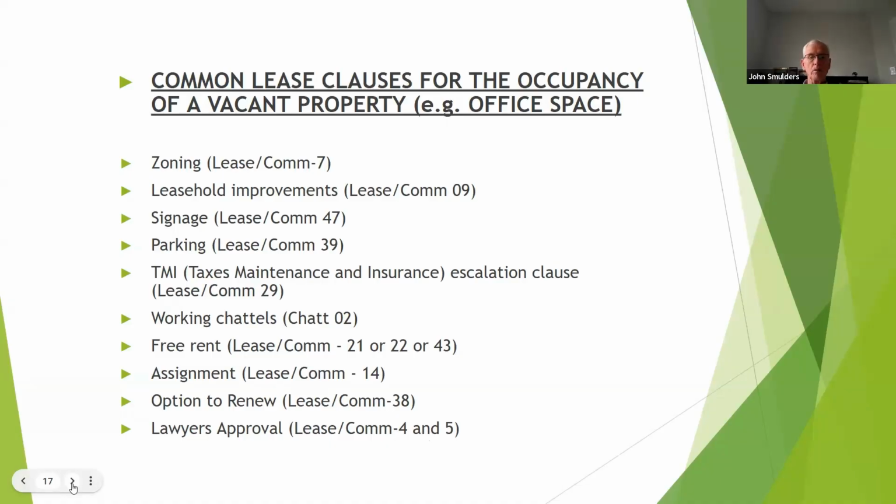Like I know the lawyer's approval is there, assignment of the lease is usually there, working chattels is usually there. Depending which offer you're using, signage and parking is usually there. Zoning, I think, is always there in Schedule A. So if somebody wants to take a picture of this, great. If not, you can go to the OREA clause booklets and go to lease/com, and you'll see all 52 of these common clauses and conditions.